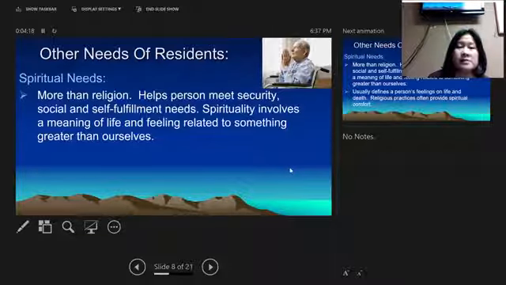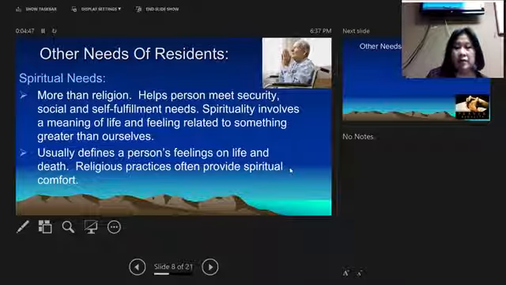Other needs of the residents are spiritual needs. We are not supposed to initiate spiritual conversations with patients or clients, but if they ask you to listen to them, or if they initiate the conversation, you can listen quietly and avoid giving judgment. But spiritual needs are more than just religion. Some people feel security and social fulfillment and spiritual involvement with something that's greater than themselves. You are not allowed to discuss your religious beliefs with the residents, but you can listen to what they have to say.